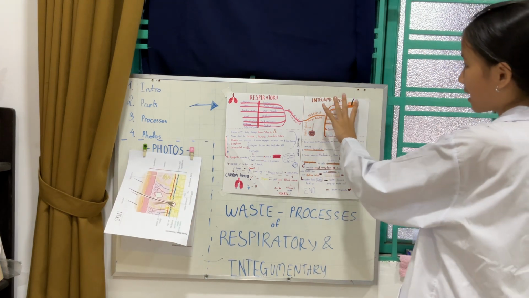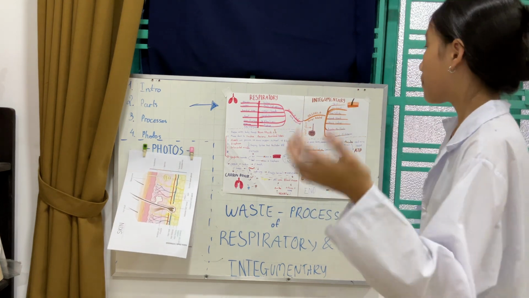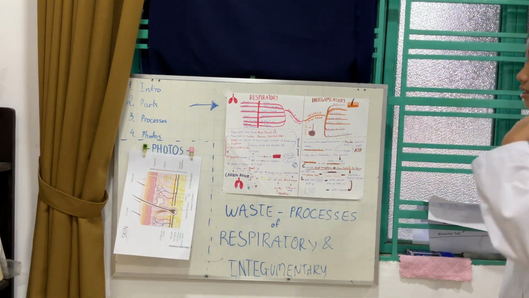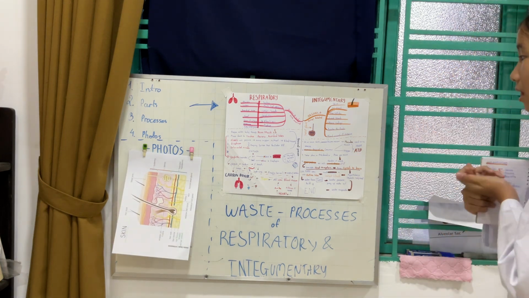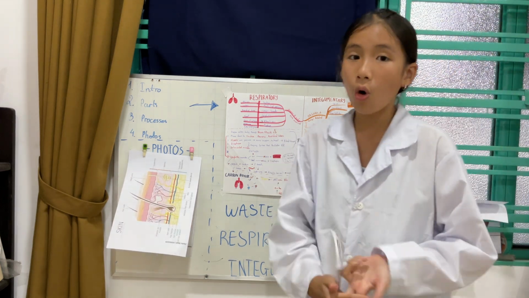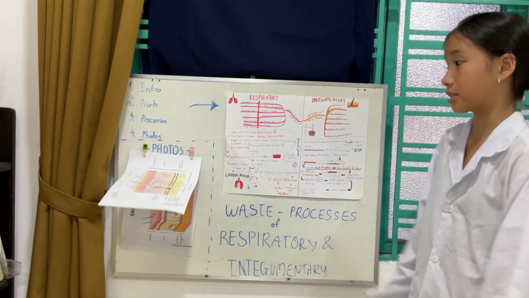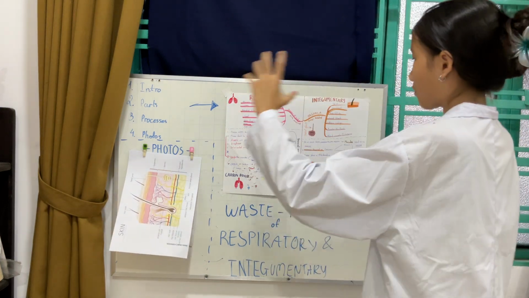Now, the integumentary system not only consists of the skin, but also other things, for example, the sweat glands, nerve endings, the erector pili muscle, blood vessels and arteries, hair follicles, oil glands, and many other different things. It also contains the different layers of our skin.